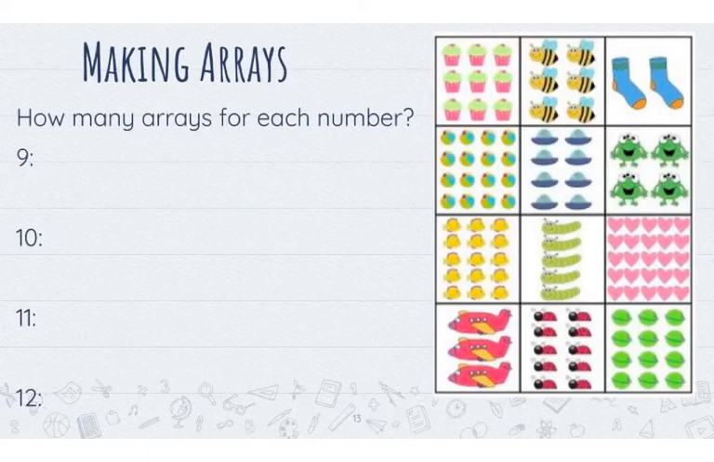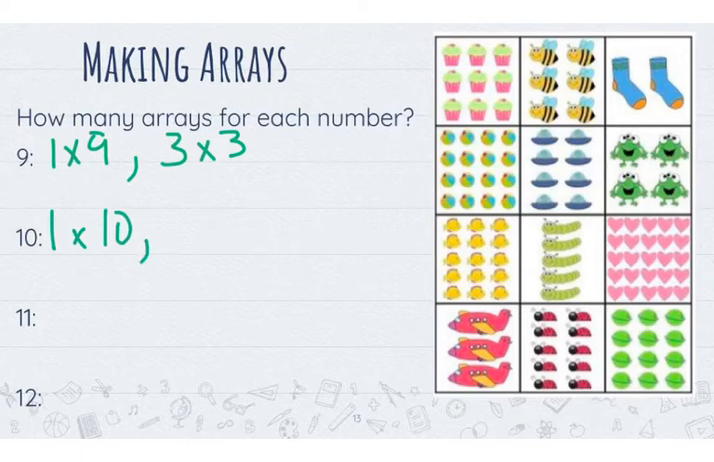Making arrays. How many arrays are there for each number? We're not really going to make the arrays right now. We're going to say, if I was going to make arrays, what would they look like? For the number 9, I can have an array that is 1 by 9. I can also have an array like a square, 3 times 3, or 3 by 3. For the number 10, I can have a rectangle of 1 by 10. I can also have a rectangle of 2 by 5. For 11, I can draw a rectangle of 1 by 11, but that's all I can do for that one.